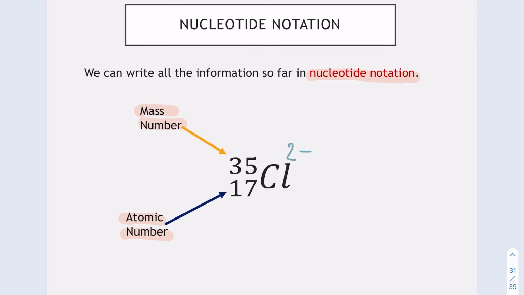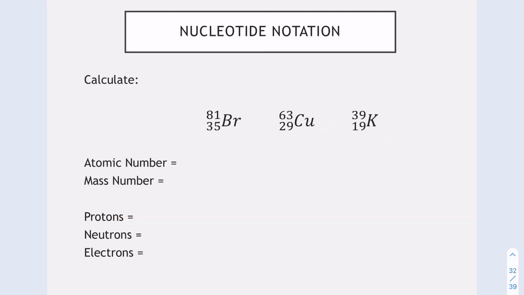So at the top you would have the charge up here as well. So here's an example. Let's start off with bromine at the side. Our atomic number is going to be 35 because it's at the bottom. Our mass number is going to be 81 because it's at the top.